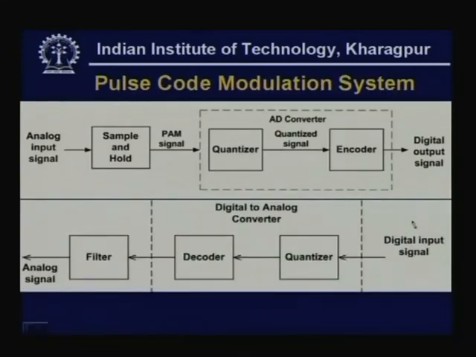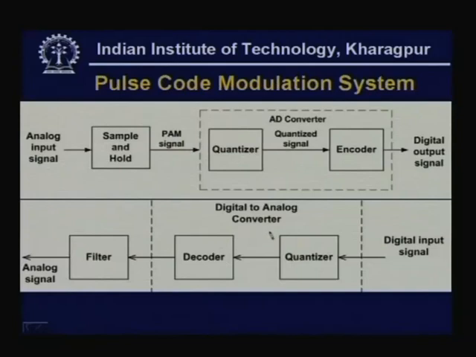So, this is the transmitter part which generates a digital output signal from the analog input signal, and then this digital signal can be transmitted through the transmission media after line coding, which will be received at the receiver, and again you have to perform the reverse process.